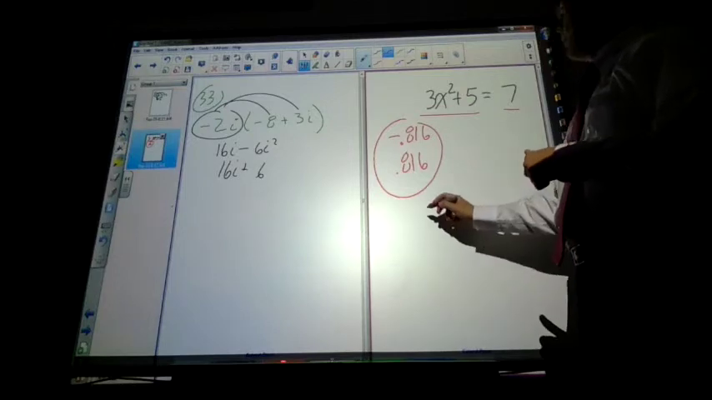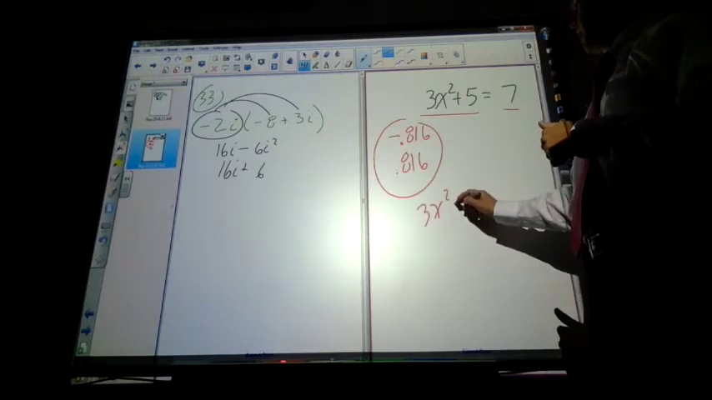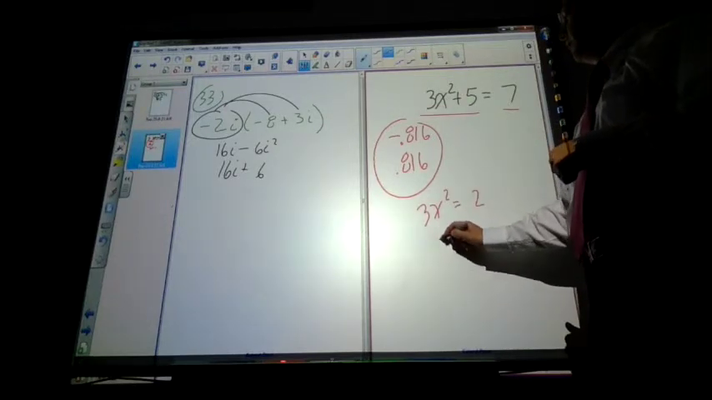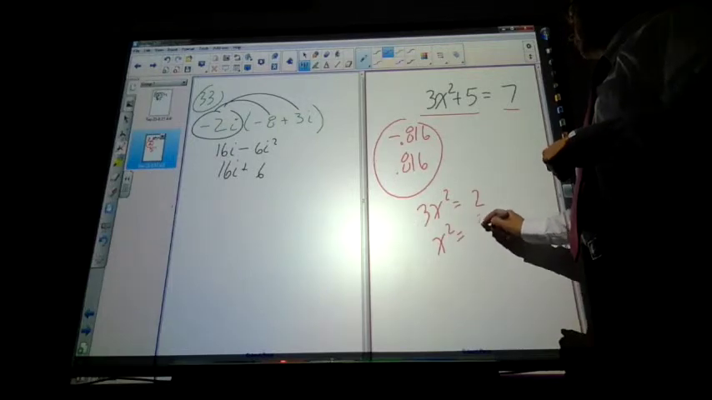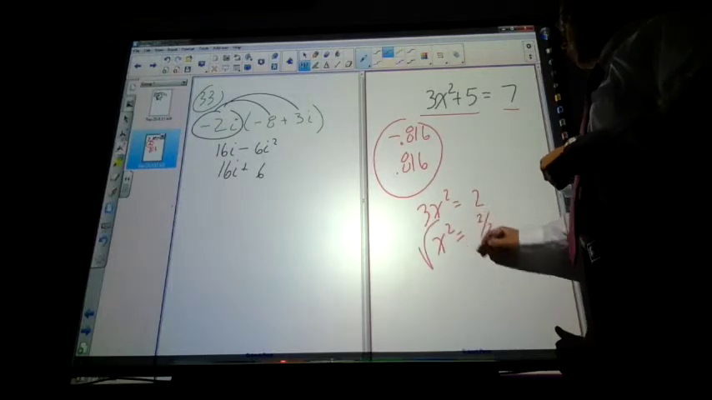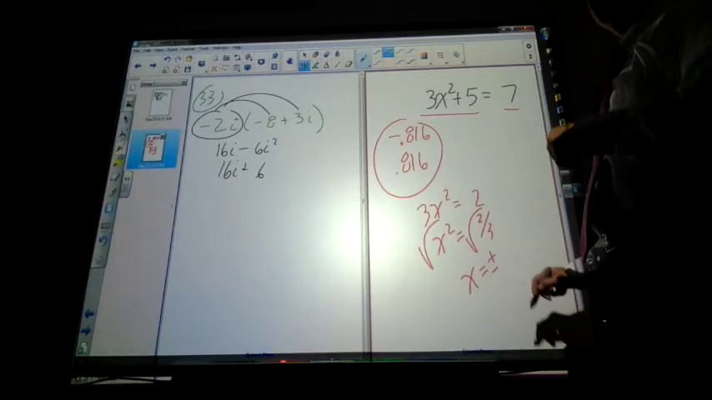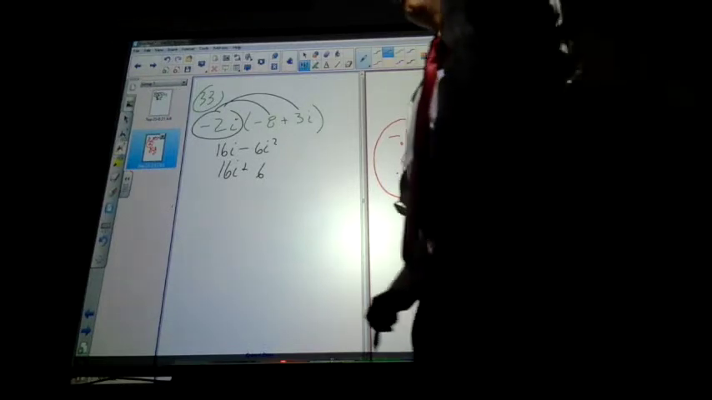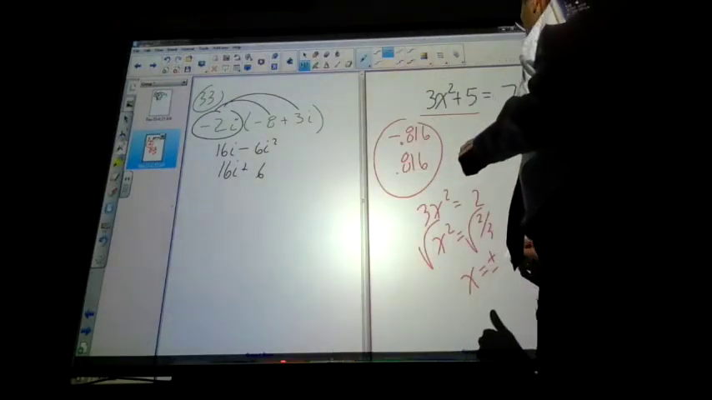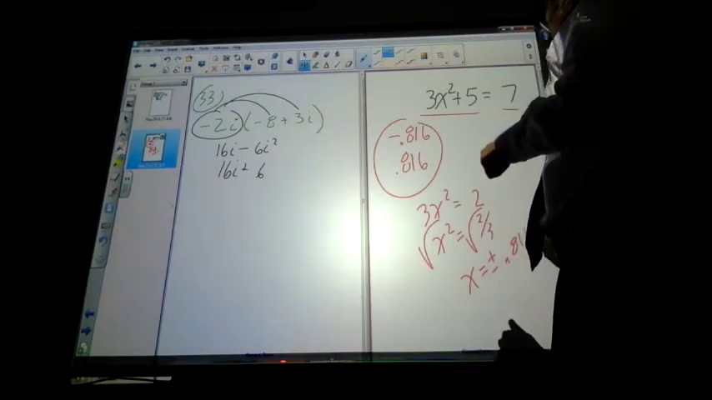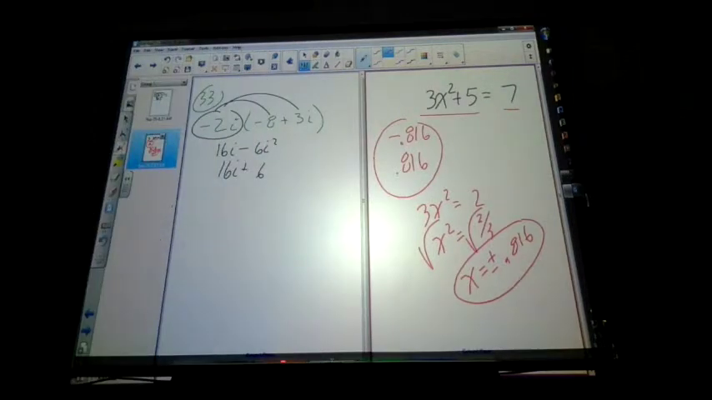How do I solve this problem? You guys said subtract 5. You said divide by 3. You said take the square root. X is equal to plus or minus the square root of 2/3. The square root of 2/3 is roughly 0.816. Okay? So just a different way of looking at it.